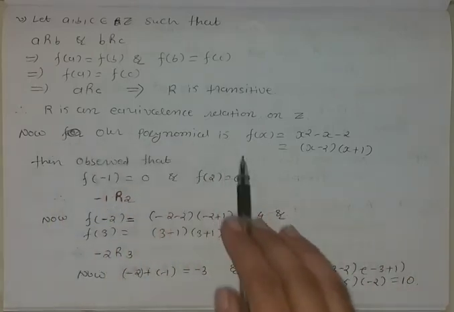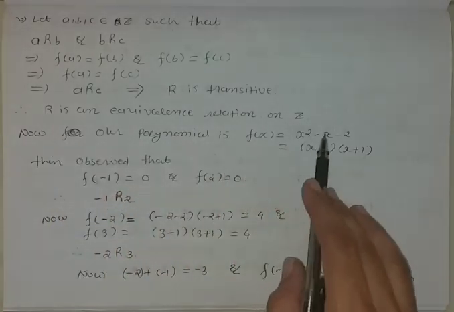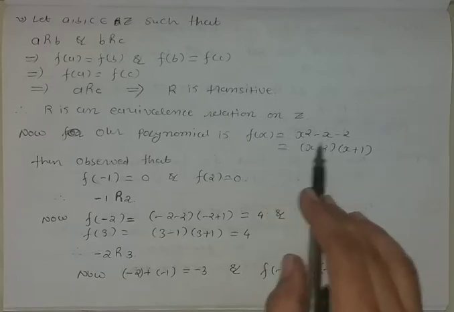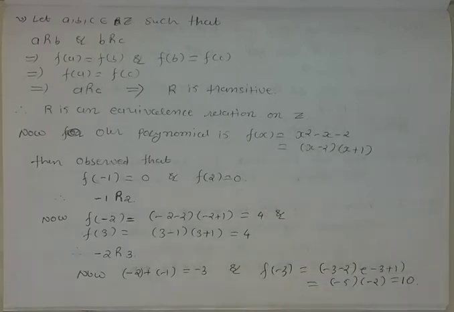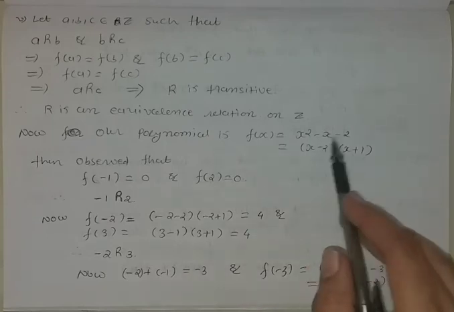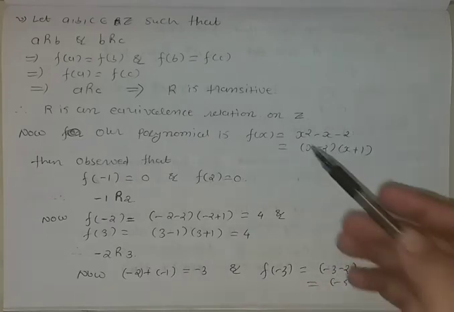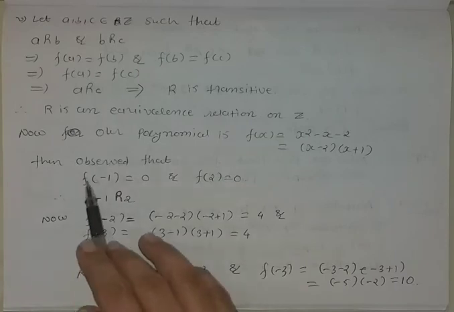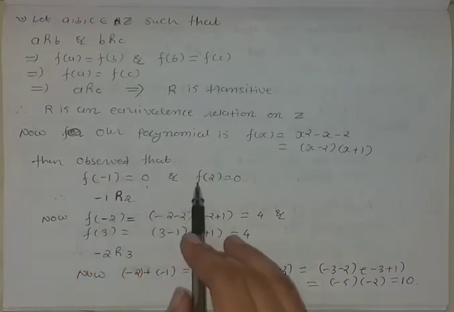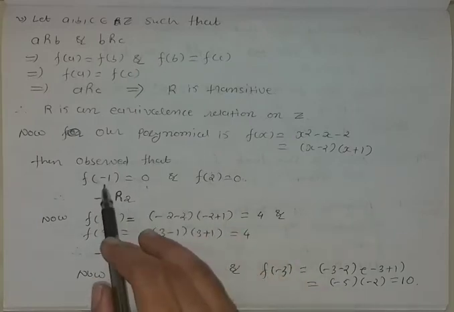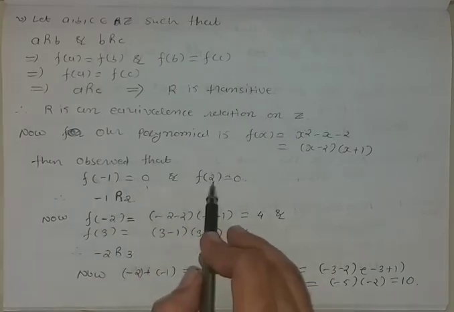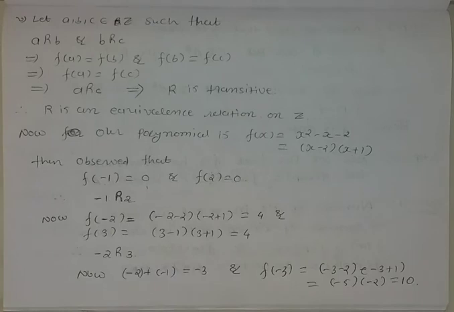Now our polynomial is f(x) is equal to x square minus x minus 2. Factorization gives (x minus 2)(x plus 1). So minus 1 and 2 are zeros of this polynomial. So f(minus 1) is equal to 0 and f(2) is equal to 0. From this we can say that minus 1 is related to 2. Similarly we find another two elements, minus 2 and 3.